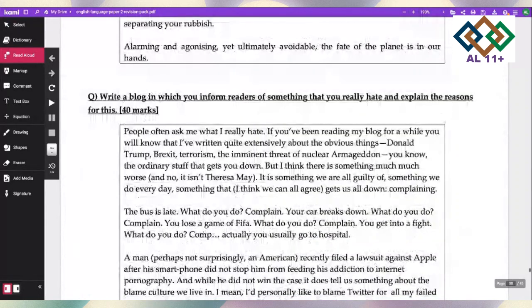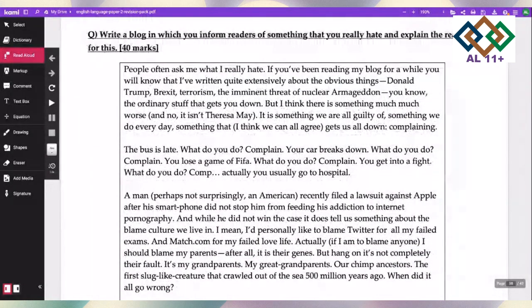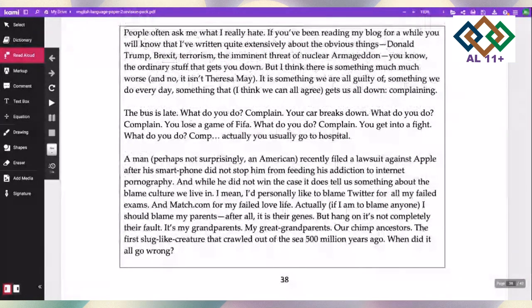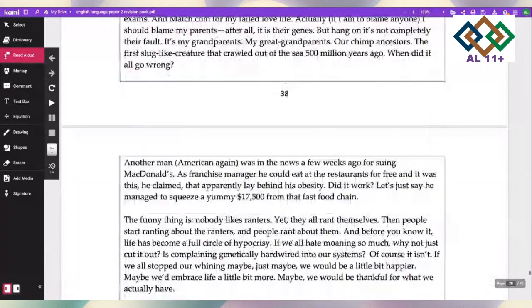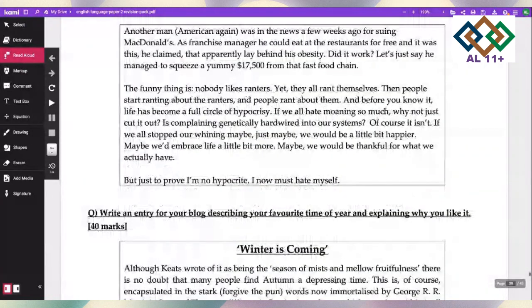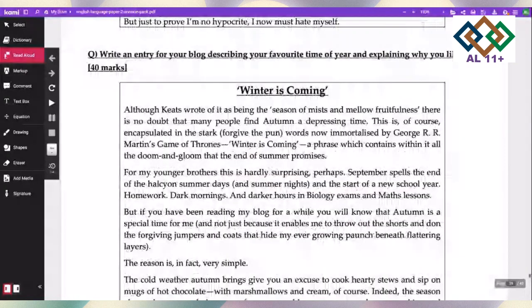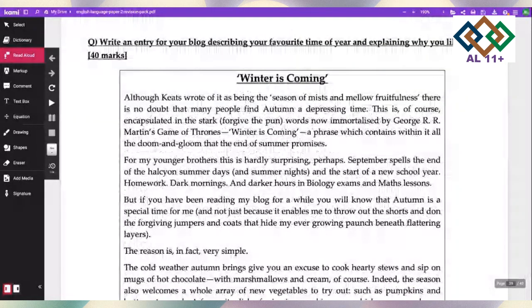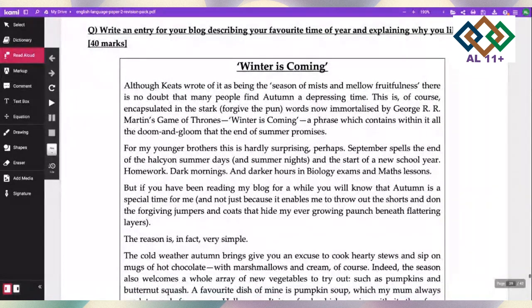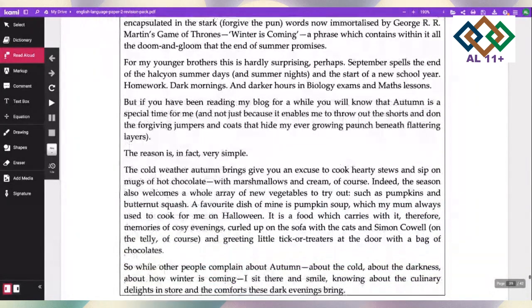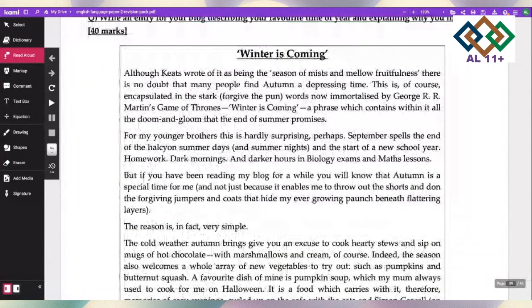Another one is like, write a blog in which you inform readers about something that you really hate and explain the reason for this. Again, 40 marks. Or there's another one you could get: write an entry for your blog describing your favorite time of year and explaining why you like it. And you see that in this, the example they have given is about winter.